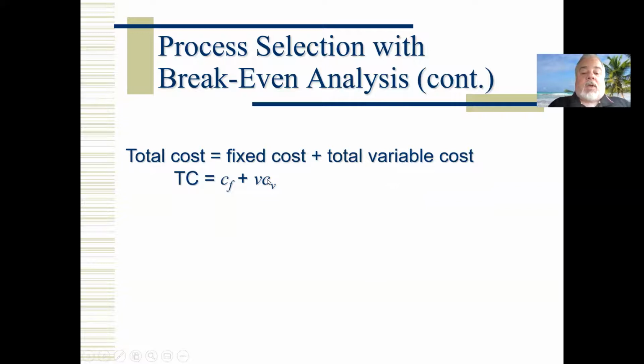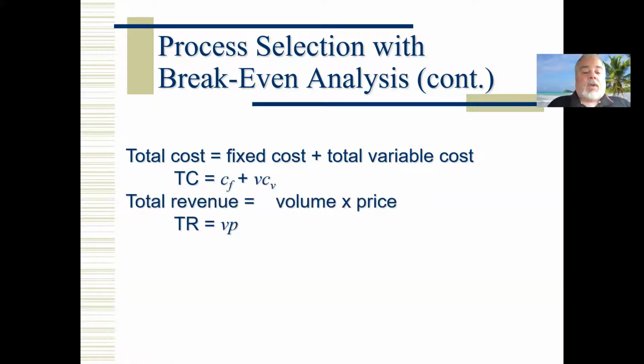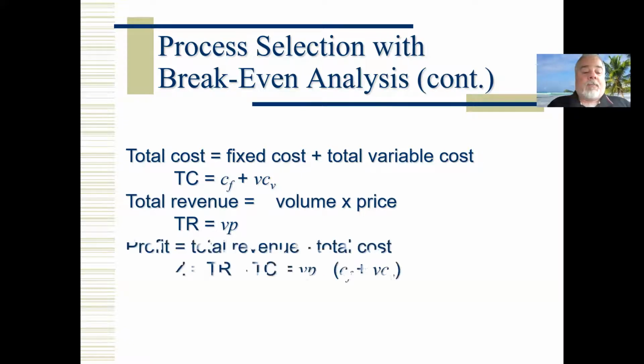Now, I also have to take into account volume. Total revenue is the volume times the price. How many did I sell times the price per unit I sold? And so the profit, I take my total revenue minus my total cost, and that gives me profit.